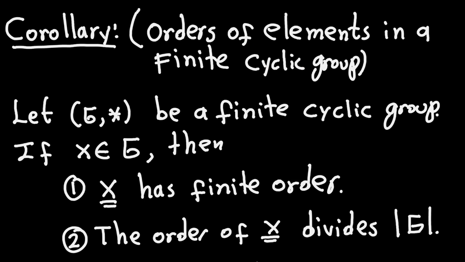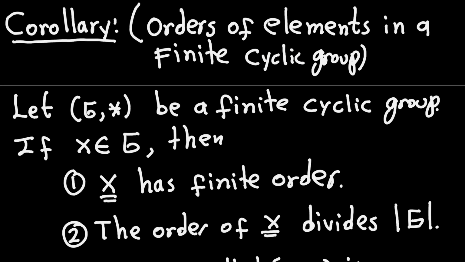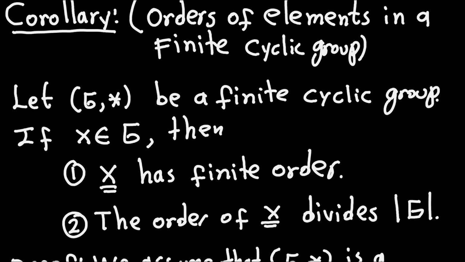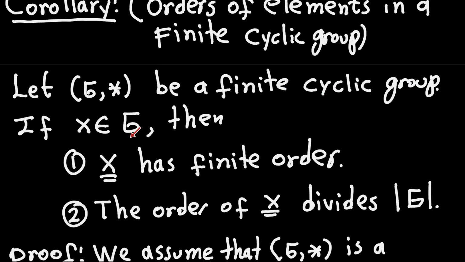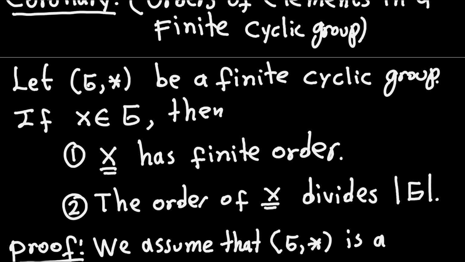So basically what this is saying is how the order of an element is related to the order of the group. So let me state the corollary first. We have a finite cyclic group. It's important that it's finite and it's cyclic. And let's suppose you take an element x in G. Now, two important facts come out of this, assuming that the cyclic group is finite.